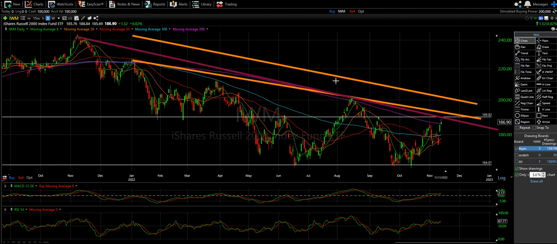Again, this line up here was for all the other indices, right? So that's why that one's still floating. But real interesting on the Russell, actually. I gotta believe that means something.